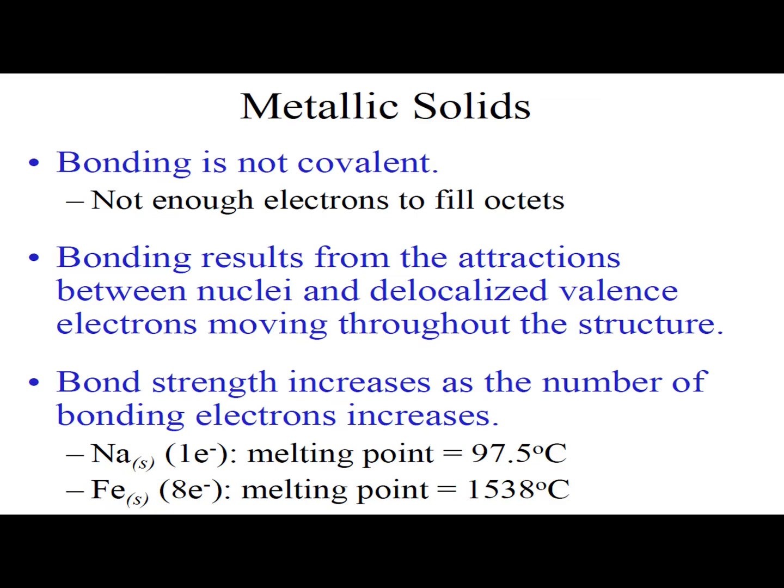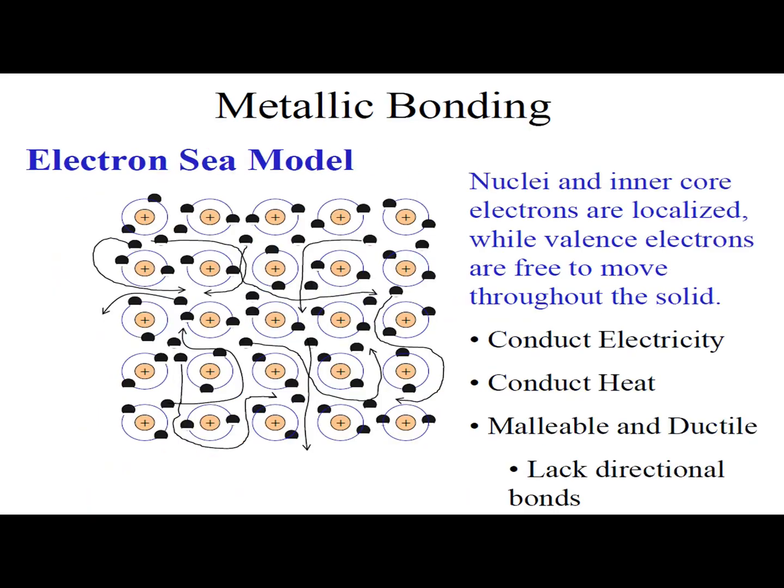So this is a nice little example here. Sodium has 1 electron beyond the noble gas configuration, so its melting point is a lot lower than iron, which has 8 electrons beyond the noble gas configuration, and so iron is going to melt at a much higher temperature. So metallic bonding, this is called an electron sea model.